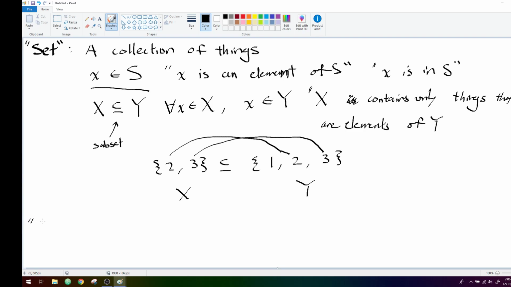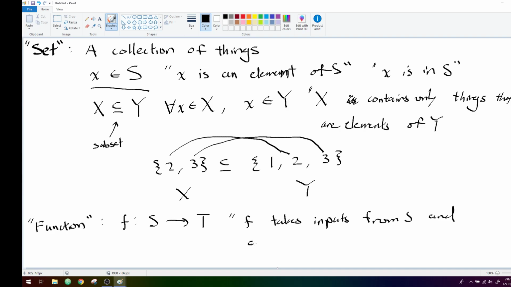Now, the second kind of entity that we're going to define is that of a function. And we're typically going to write functions like this. We're going to say that function f, colon, some set S, arrow, to another set T. And what this is saying is f takes inputs from S and gives outputs in T. Right, so that we're guaranteed for all lowercase s from capital S, f of lowercase s is going to be an element of T. And that's what this definition is.